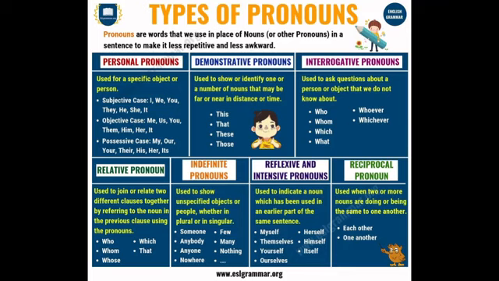Then relative pronoun. Relative pronoun is used to join or relate two different clauses together by referring to the noun in the previous clause using the pronoun. For example, who, whose, which, that. Then indefinite pronoun. It is used to show unspecified objects or people, whether plural or singular. For example, someone, anybody, anyone, nowhere, few, many, nothing. Then reflexive and intensive pronoun. This type of pronoun is used to indicate a noun which has been used in an earlier part of the same sentence. For example, myself, themselves, herself, himself, etc. Now reciprocal pronoun. Reciprocal pronoun is used when two or more nouns are doing or being the same to one another. For example, each other, one another. So I have explained the different types of pronouns.